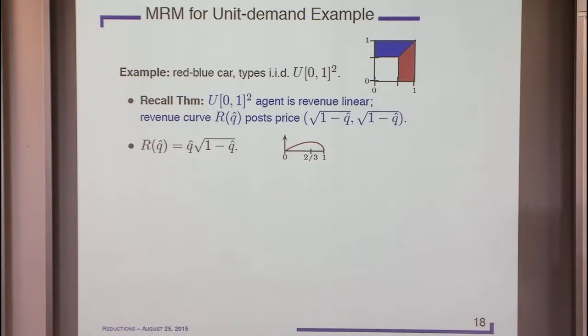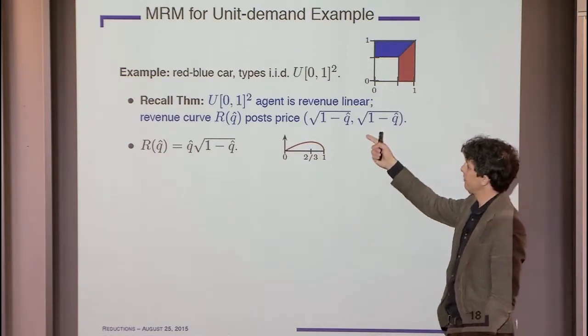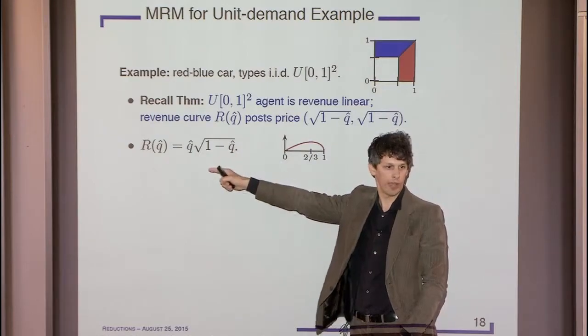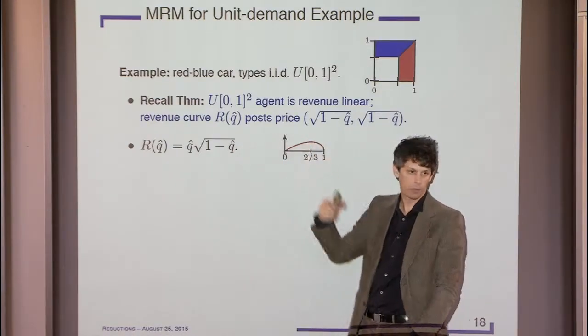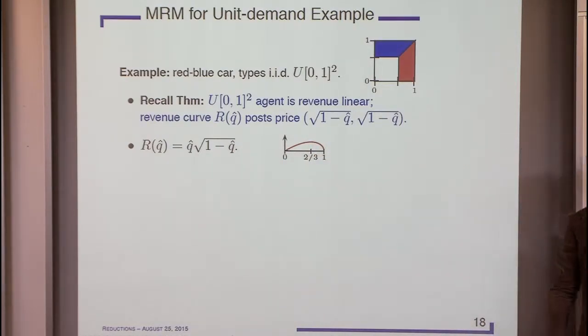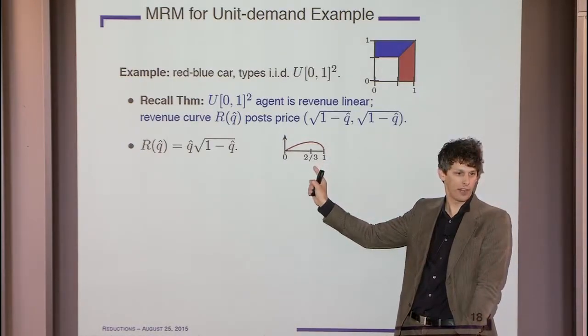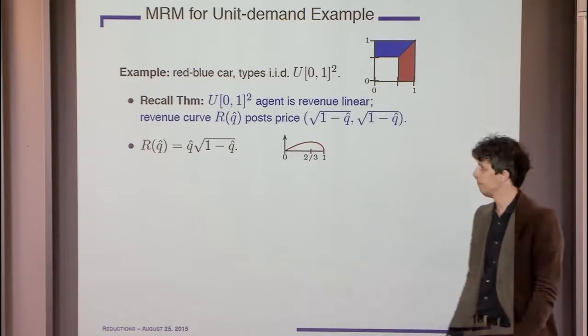You can plot out what the revenue you get from this is. If you post this price and you're selling with probability Q hat, your revenue is Q hat times the price you get. So Q hat times square root 1 minus Q hat. That's the revenue curve, which has this form. And you can see it's optimized at Q hat equal 2/3.